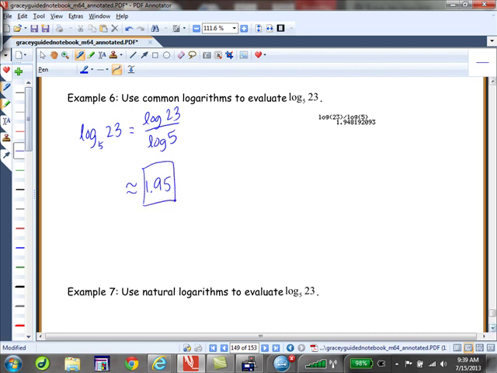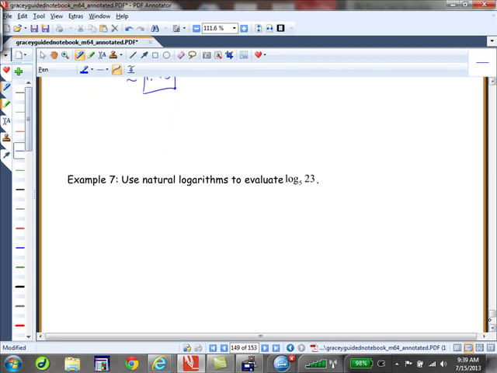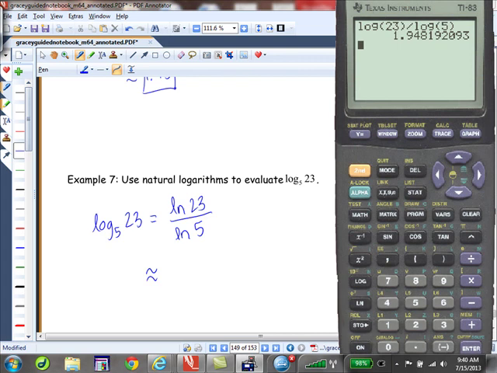Okay, now use natural logarithms to evaluate the same one. So log base 5 of 23 is natural log 23 over natural log 5. So that'll be approximately natural log 23 divided by natural log 5 is, what do you know? You get the same exact answer. Pretty cool, right?